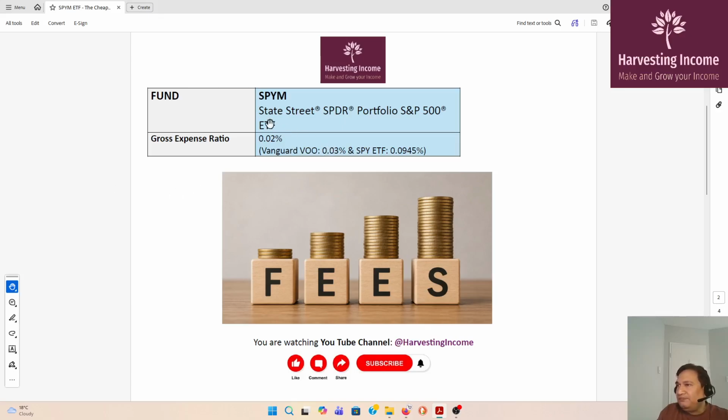Vanguard actually charges 0.03. SPYM charges 0.02, and you can see that SPYM is the cheapest. That's the lowest fee you can get. Their own fund, the SPY ETF, is at 9.45 basis points. So they're trying to become the low cost fund operator, and they're trying to reach all kinds of investors, big, small, medium size, and so on.